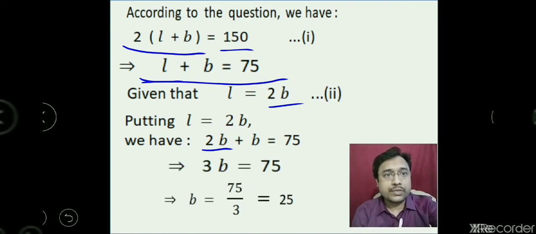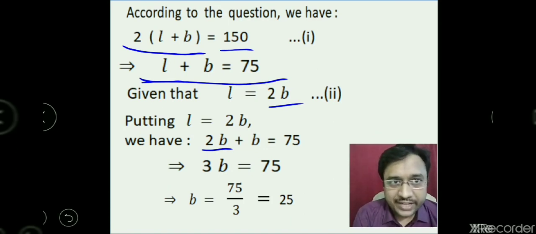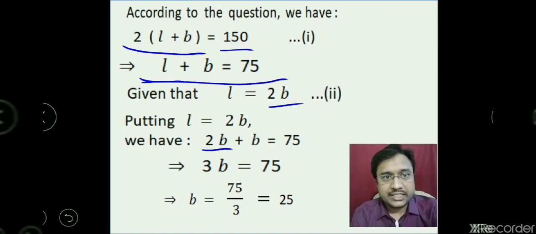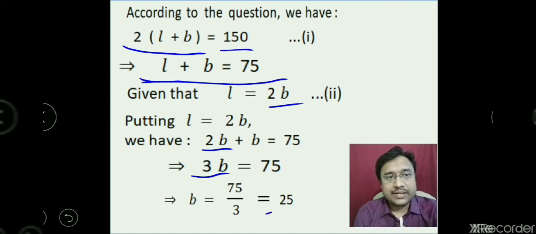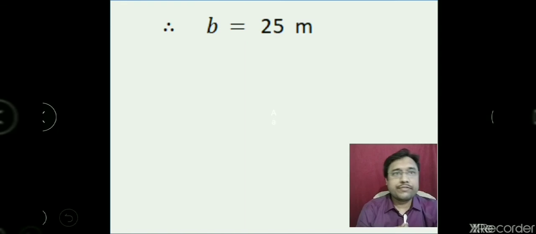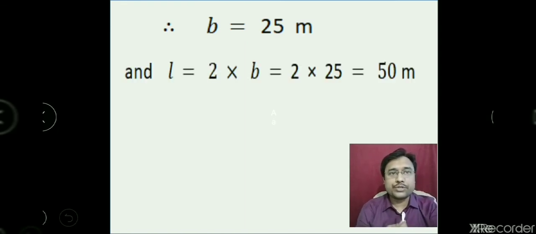So B equals 75 by 3. On the other side 3 will divide, because on the left side it is multiplying 3 into B. So B equals 75 by 3, which is 25. So that means we have got that breadth is 25 meter. Then the length is double the breadth, that means 2 into 25, which is 50 meter.